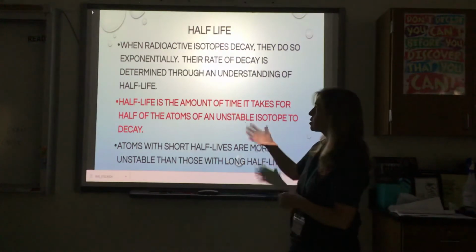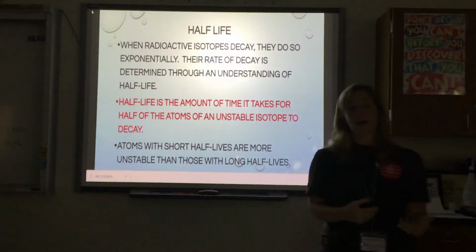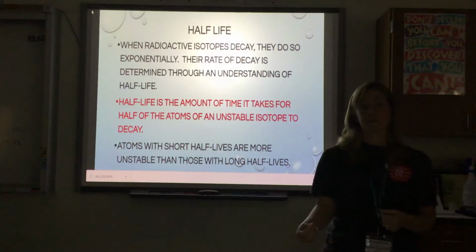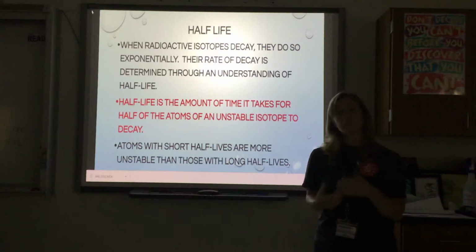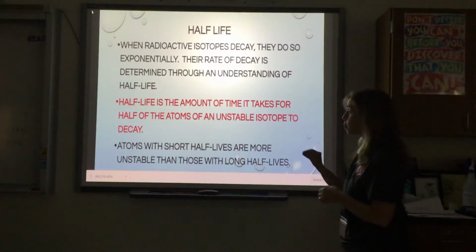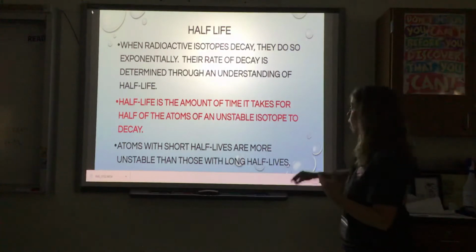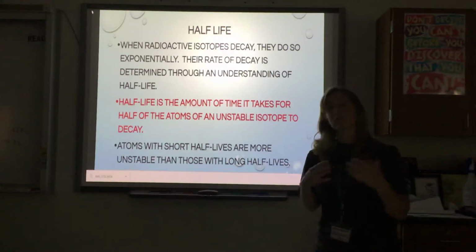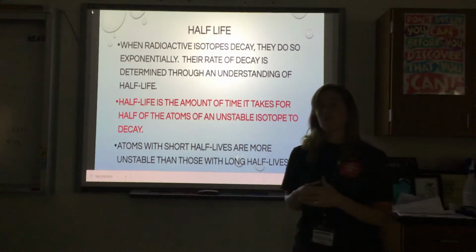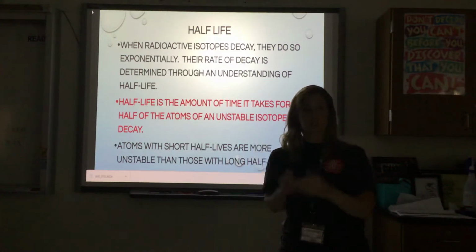But when we do some of these other radioactive samples, we're either going to be finding the half-life or they're going to give us the half-life. So we're going to need to determine what they're asking for in that problem. So atoms with very short half-lives, days or minutes or things like that, are more unstable than those with long half-lives. So the longer time period it takes for the sample to decay in half is a more stable element.